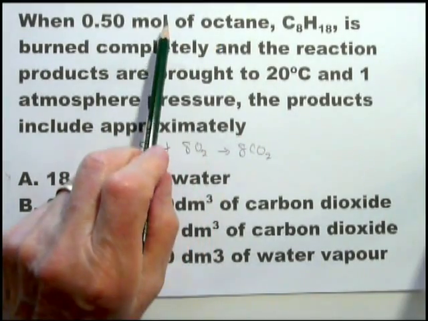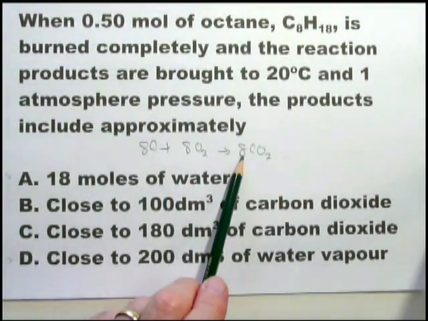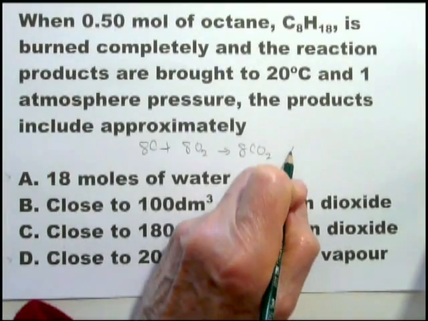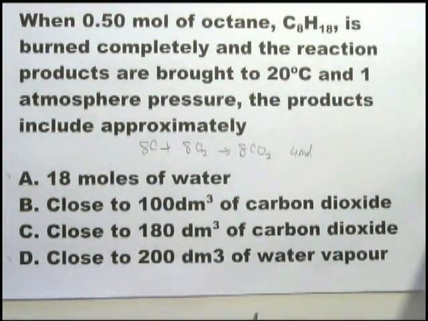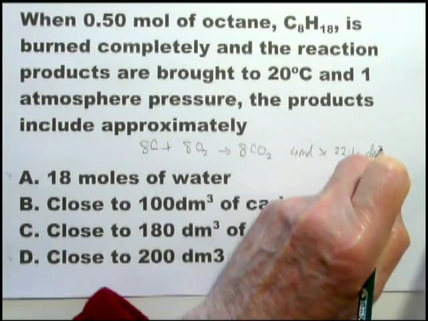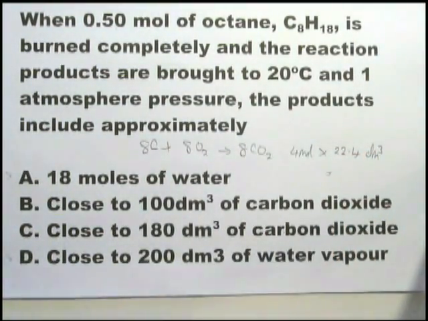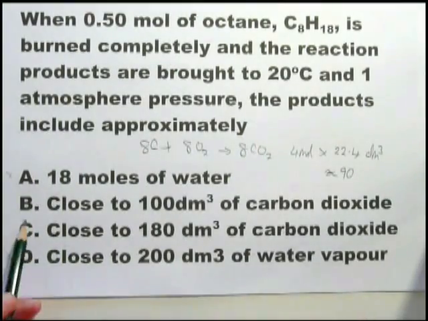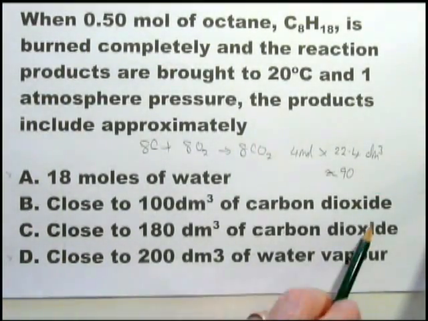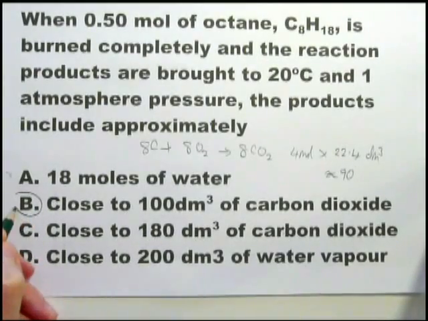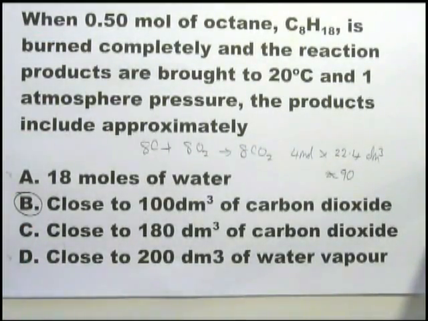8CO2. So 1 whole mole of octane will produce 8 moles of carbon dioxide. We have half a mole of octane, so that's only going to produce 4 moles of carbon dioxide. And you need to know that each mole of carbon dioxide has a volume of 22.4 decimeters cubed. So 4 times 22.4 is approximately 90. And they say close to 100 decimeters cubed of carbon dioxide, or close to 180. I'll take B, close to 100 decimeters cubed of carbon dioxide.